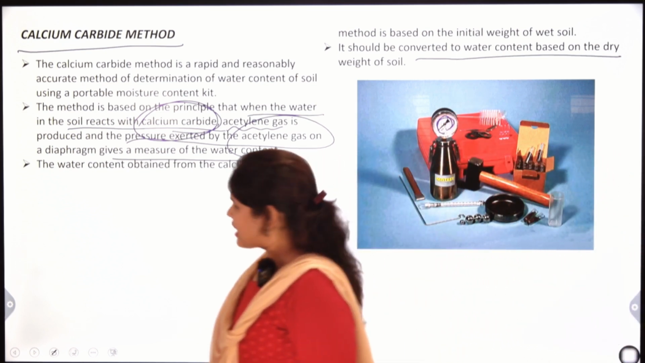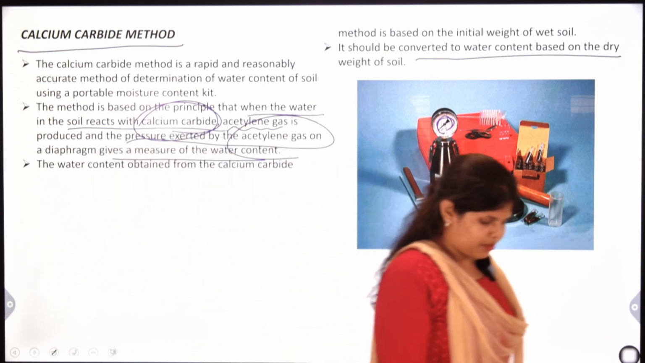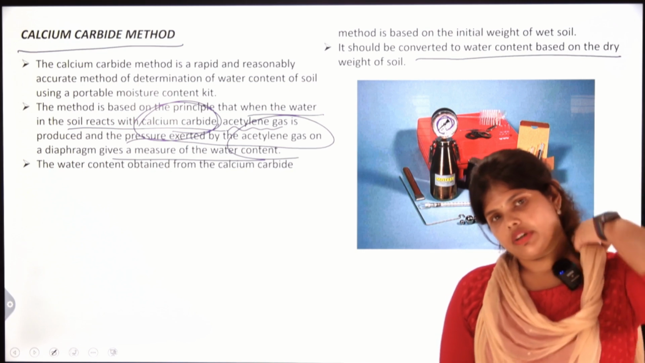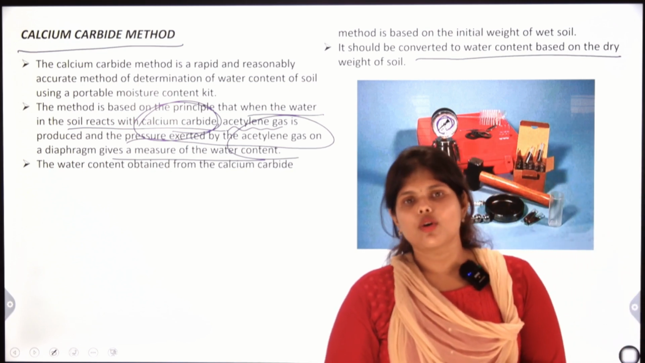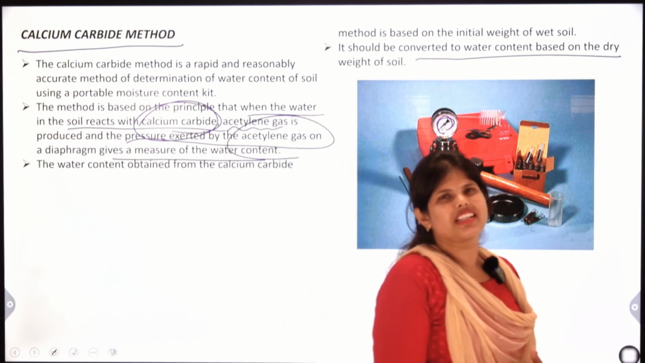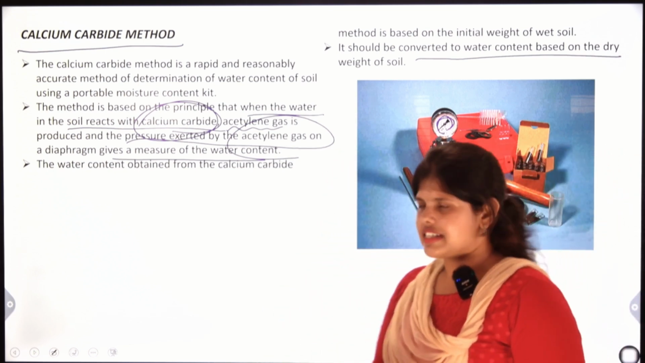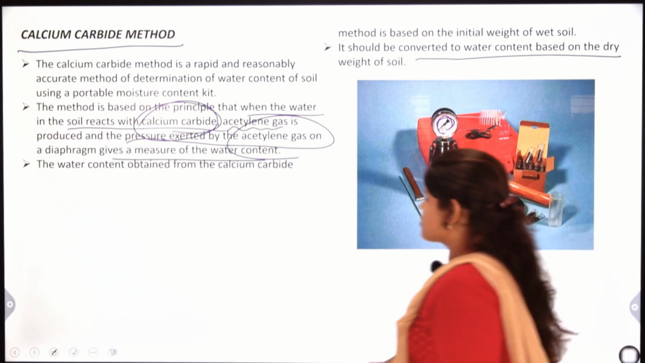The calcium carbide method is not that necessary for us for any type of exam. We only need the pycnometer method and the oven drying method. The torsion balance method is a little bit important, but the calcium carbide method and alcohol method are not necessary. We only need to know about them.